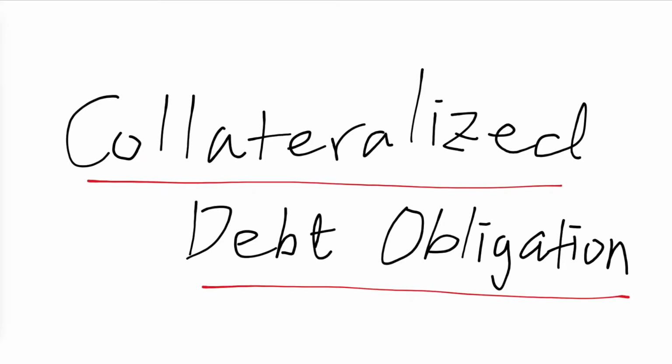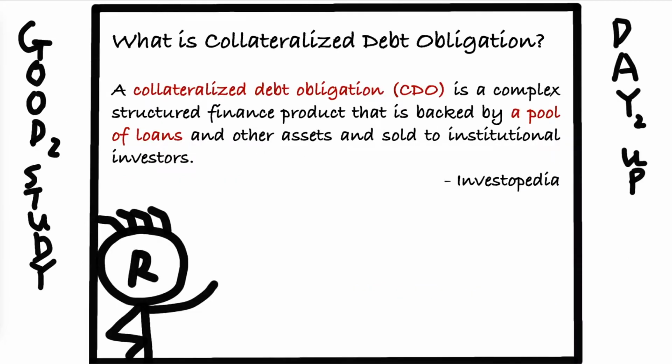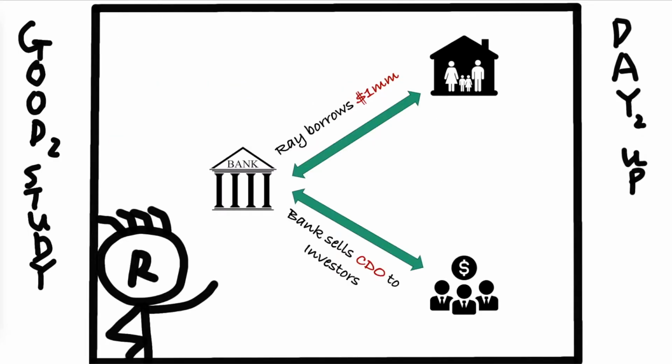So the topic for today is Collateralized Debt Obligation, aka CDO. By definition, a CDO is a complex structured finance product that is backed by a pool of loans and other assets and sold to institutional investors. Here's an example of how it works.